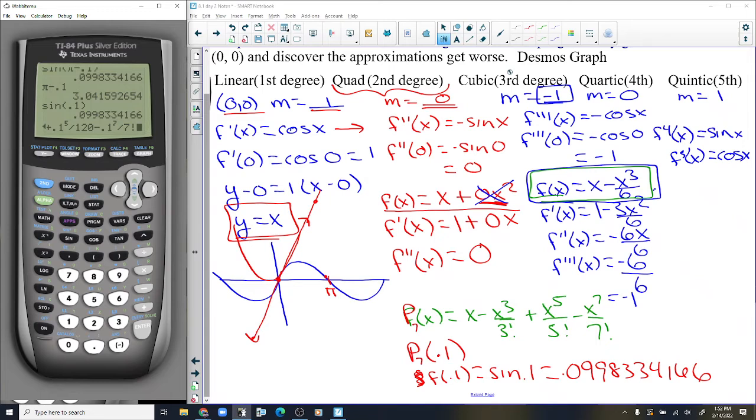How many decimal places do you think this is going to be accurate to? Any idea? 6 decimal places? There's 10 up here, by the way. So you're going to say it's good to 6 decimal places. Okay, that's a pretty good guess. But it's all 10. Isn't that amazing? We only went to the 7th degree. We only have 4 terms, and we're already accurate to at least 10 decimal places. At least 10. Could be more.